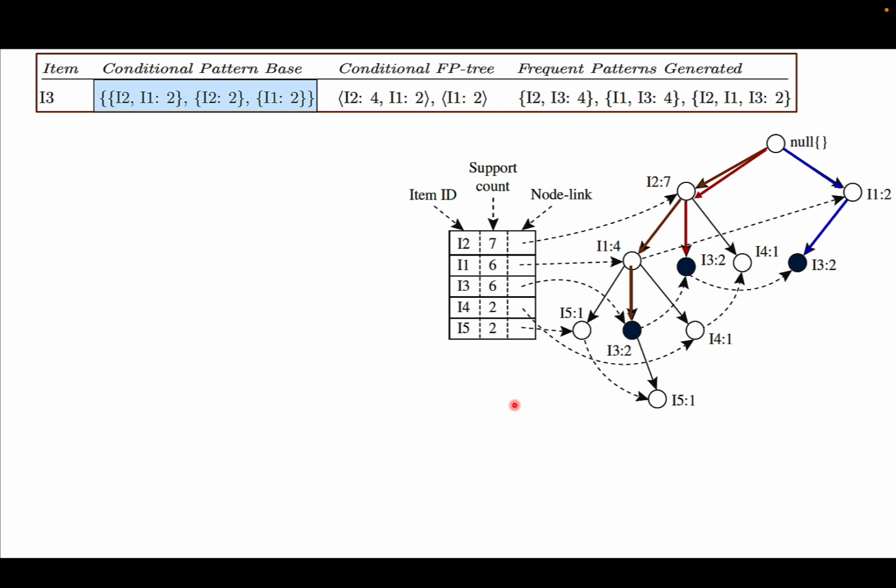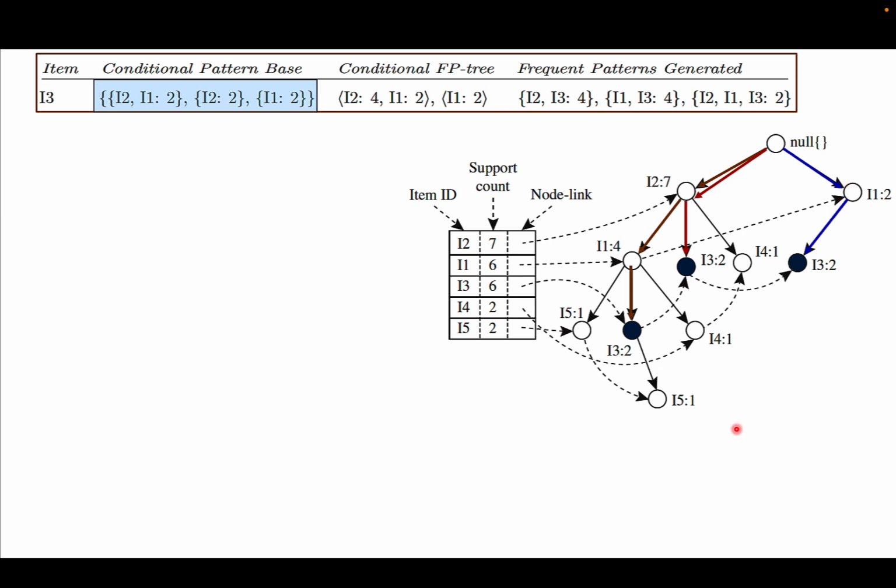Let's focus our attention on getting the I3 conditional database. One path is through I2, I1, then I3. This is how we got I2, I1 with frequency of 2. Another way is to go to I2, then I3. This is the second pattern, and we can go through I1, then I3.